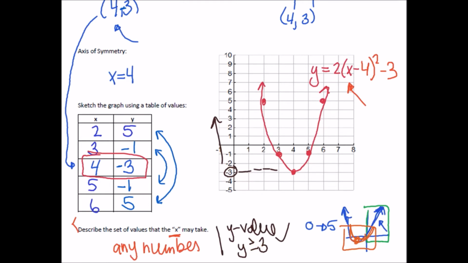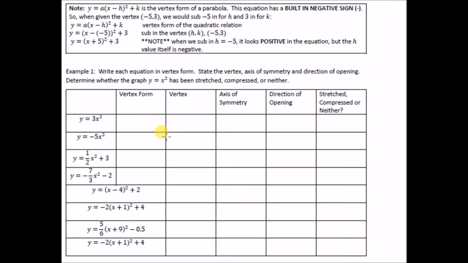So those are the numbers that y can take on: any number equal to or greater than 3. So here's a little note. This right here is the vertex form of the parabola, okay? And we've been exposed to this already now.